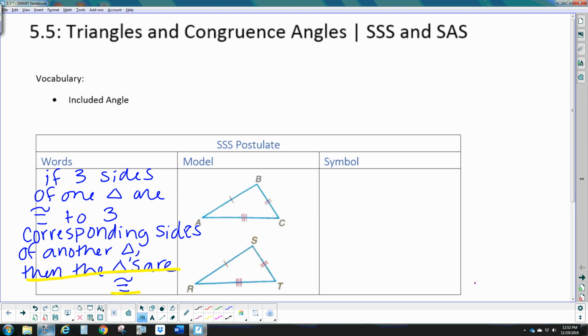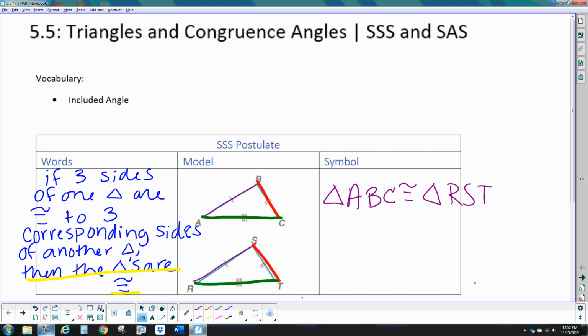So in this diagram, we see that AB and RS are congruent. We see that BC and ST are congruent. And we see that TR and CA are congruent. So just by having those three sides congruent to three corresponding sides, we can say that the entire triangle ABC is congruent to the triangle RST. And once we say that the triangles are congruent, now we know that all of the angles and all of the sides are congruent. The sides are given, but since we can show the triangles are congruent, now we know that the angles are also congruent.